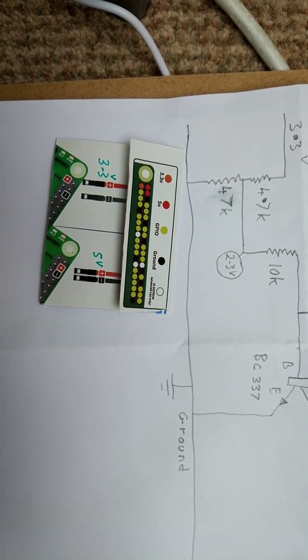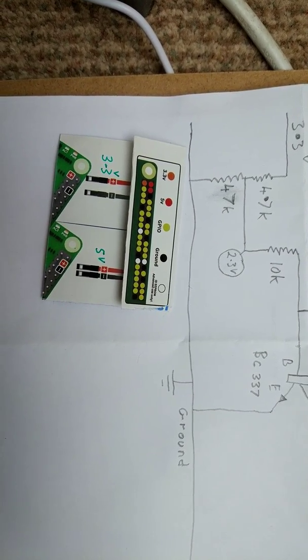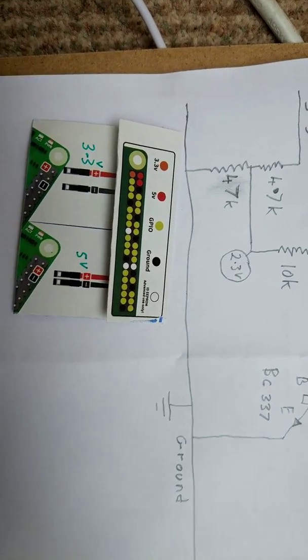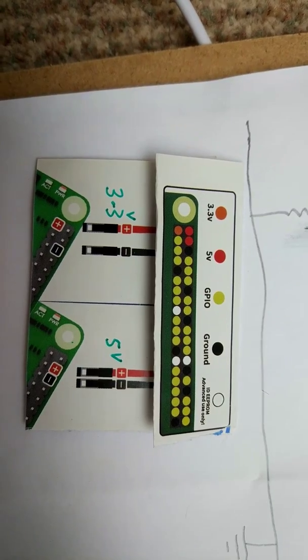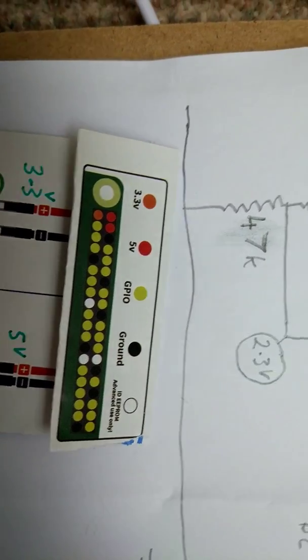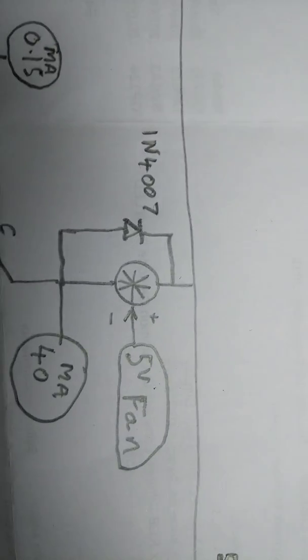So the 3.3 goes on that corner pin, the orange one. That would be there. And the 5 volt pin connects to there.